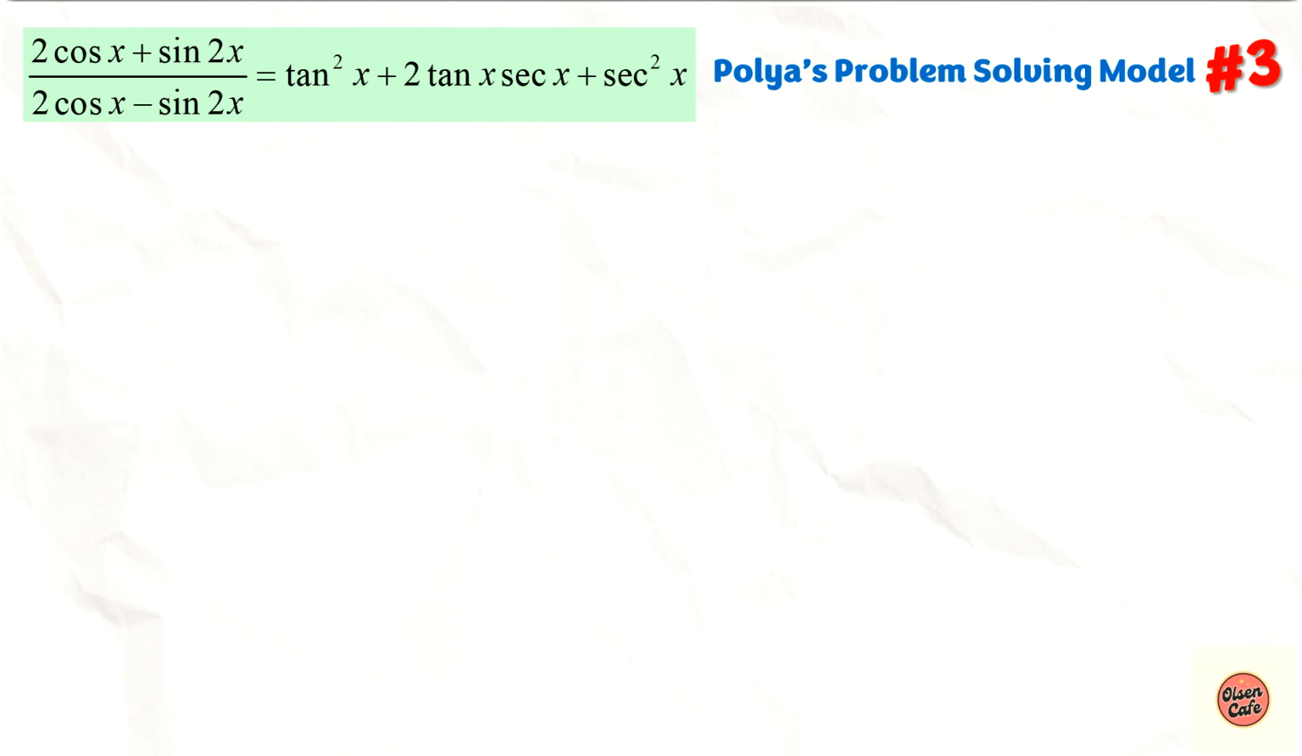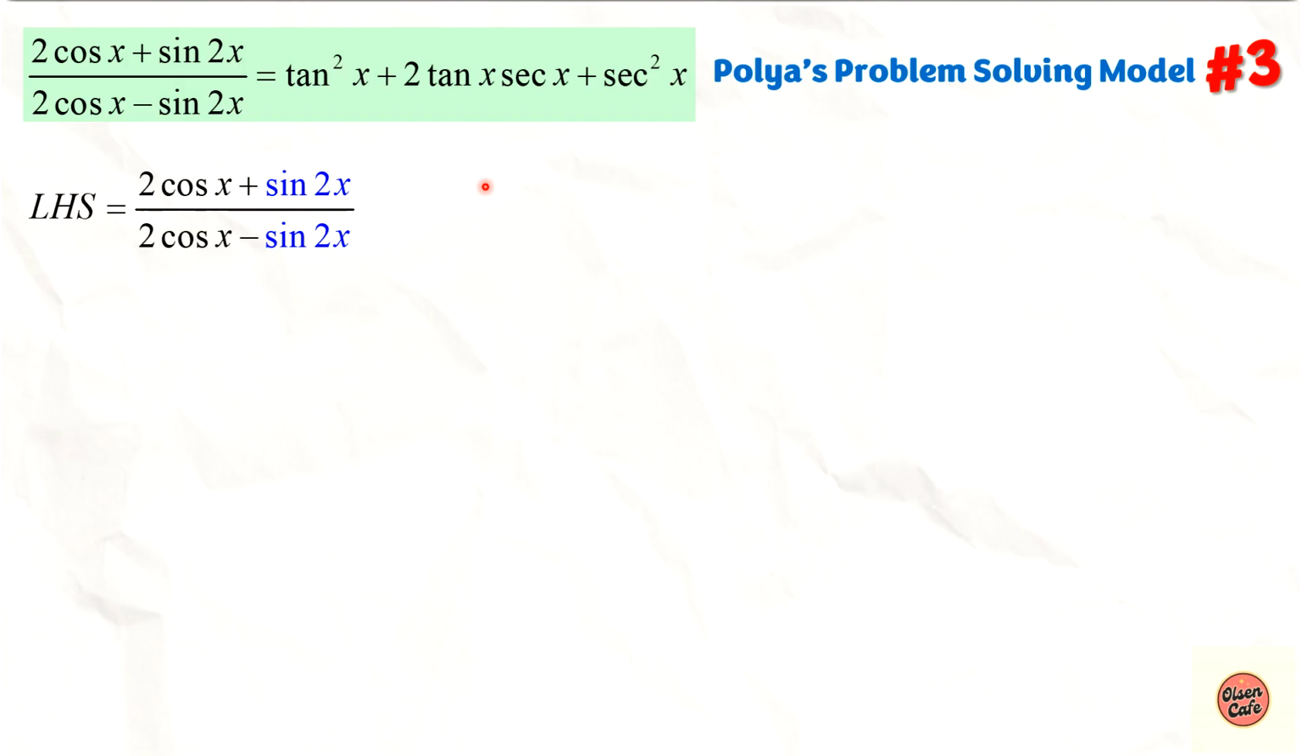Now that I have demonstrated how I have gone through stage 1 and stage 2, let us move on to stage 3, which is carrying out the plan. As I mentioned earlier, I am going to start off with the left-hand side. By looking at the left-hand side, I notice that I have sine 2x, which means I will need to apply the double angle formula.